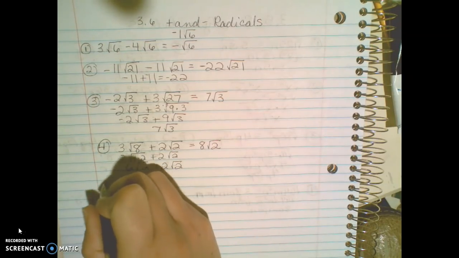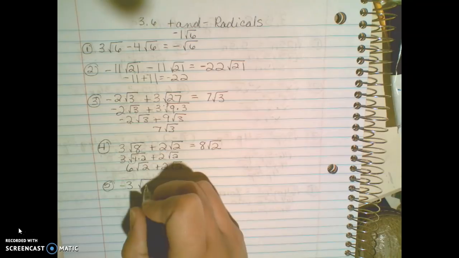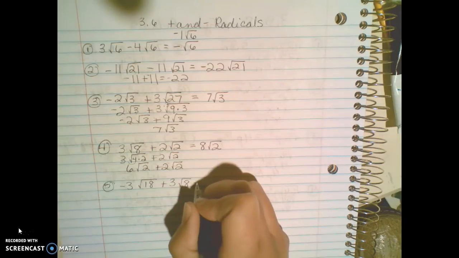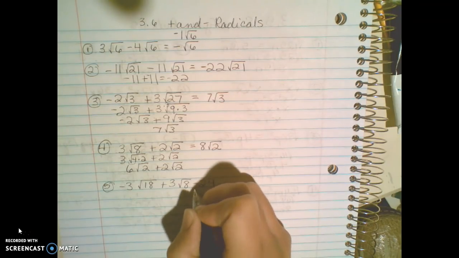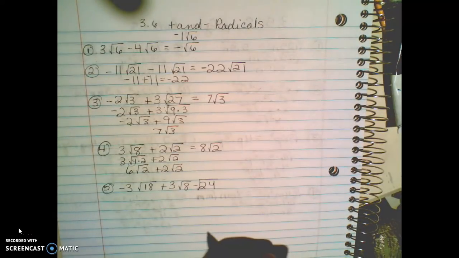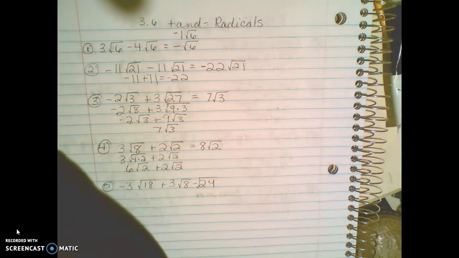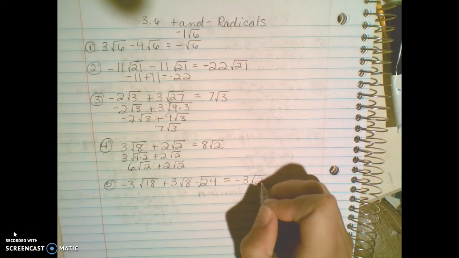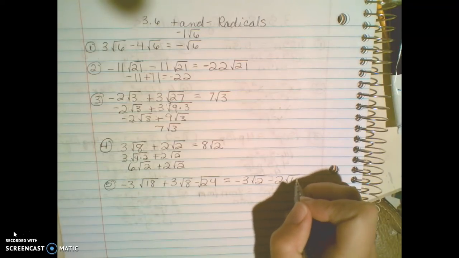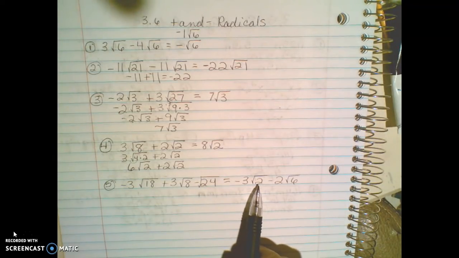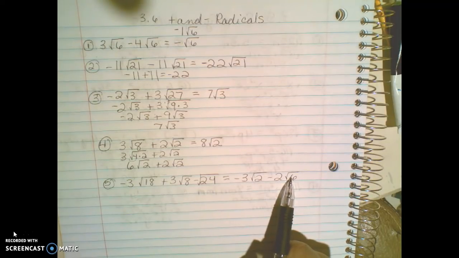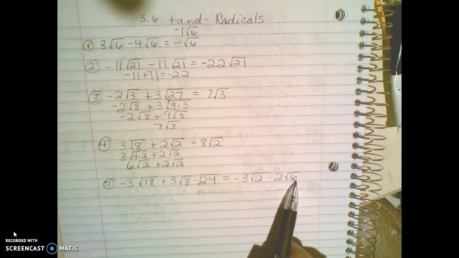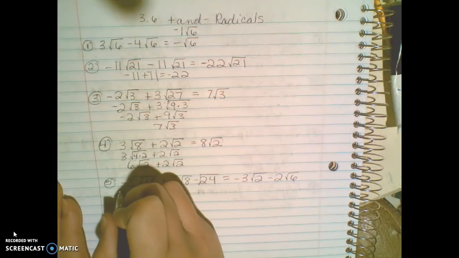All right, number 5, negative 3 square root of 18 plus 3 square root of 8 minus square root of 24. Okay, the answer to that one is negative 3 square root of 2 minus 2 square root of 6. And this can't be simplified anymore because the radicals are different. So that's as far as it can go, just as if this was x and this is y. We could not combine those terms because they're not like terms. So this is why that works.